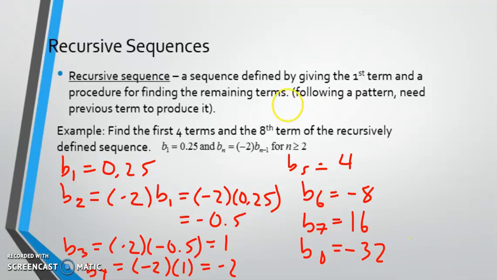So again, just to describe what's happening here, when they define something as b sub n, they mean the term you're interested in. If you ever see a b sub n minus 1, it just means the previous number in the pattern. So when you're talking about b sub 4, you're looking at b sub 3 to get that answer.